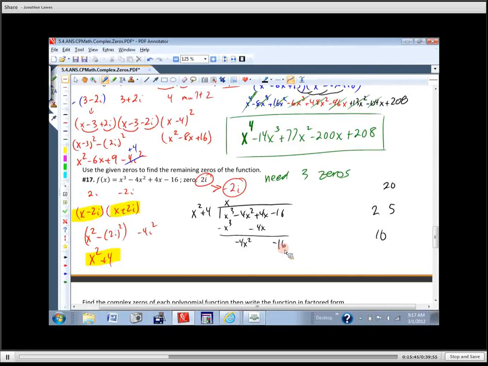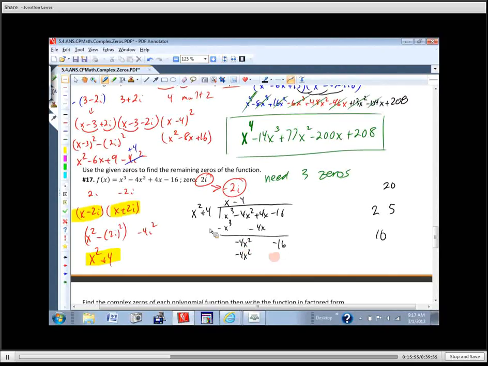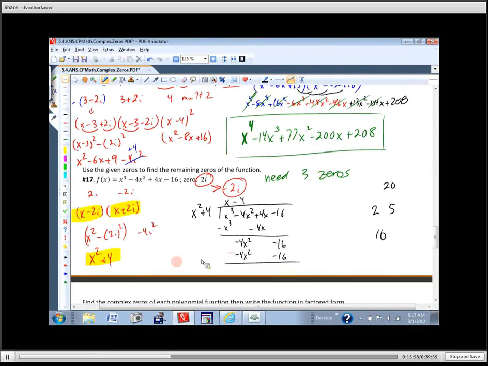Okay, everybody good there? Okay, what do I multiply x squared by to make it a negative 4x squared? Just a negative 4. So I'm going to have a negative 4x squared, and when I multiply these together, I get a negative 16, and then I run through and I subtract, or in other words, I just change the signs. So those would be plus. So what's the remainder? The remainder is 0.